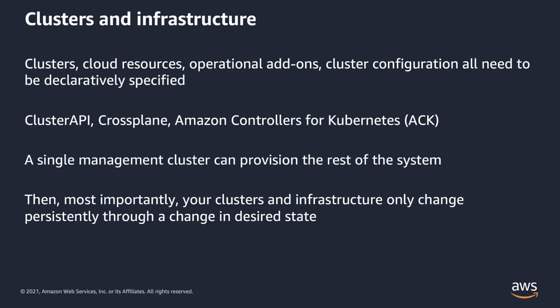So clusters, cloud resources, operational add-ons in the cluster, the configuration, everything needs to be declaratively specified in Git. So as I said before, you can use Cluster API, Crossplane, ACK. I know I'm repeating myself, but it's really important that this plays into your plans. Because if you get this in place, a single management cluster can provision the rest of the system.